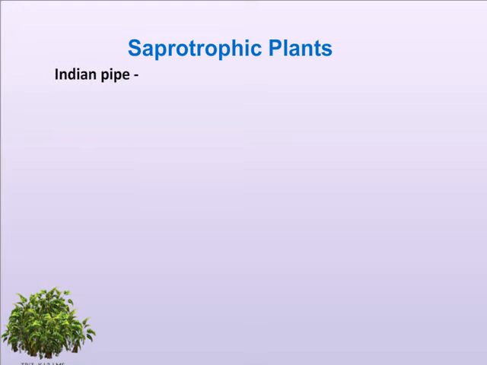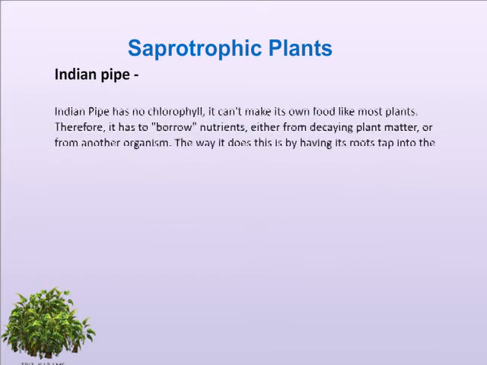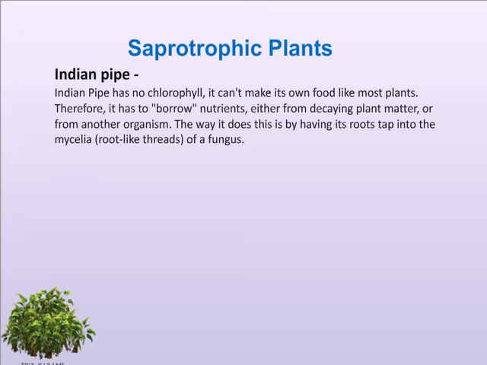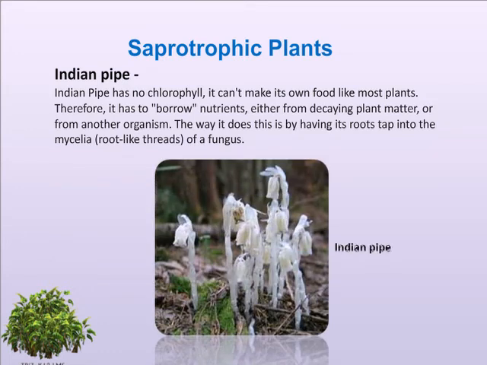Indian pipe. Indian pipe has no chlorophyll. It can't make its own food like most plants. Therefore, it has to borrow nutrients either from decaying plant matter or from another organism. The way it does this is by having its roots tap into the mycelia, or root-like threads, of a fungus.